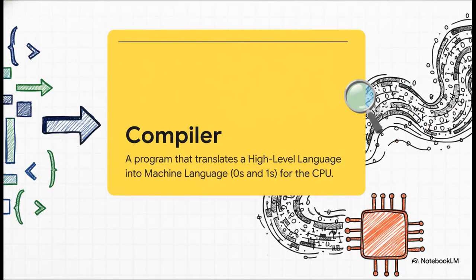So how does our human-friendly code actually run? We use a special translator program called a compiler. It takes our code and converts it into the zeros and ones the machine can finally understand and execute.